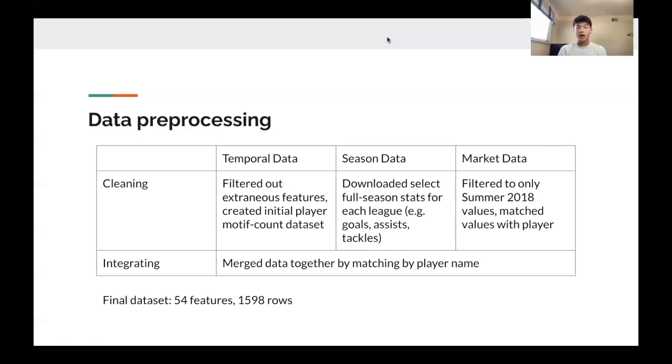For the season data, I downloaded select full season stats for each league, such as goals, assists, tackles, and for the market data, I filtered it to only summer 2018 and matched the values of the players. I integrated the data by merging it together using the player name, and as my final data set, I had 54 features, including the motifs, the season data, and the market value, with 15,098 rows or different players.